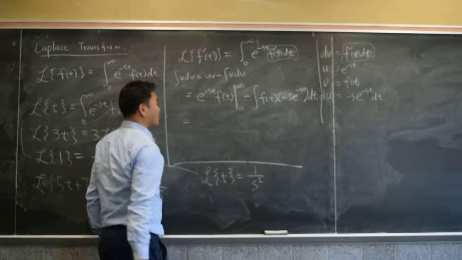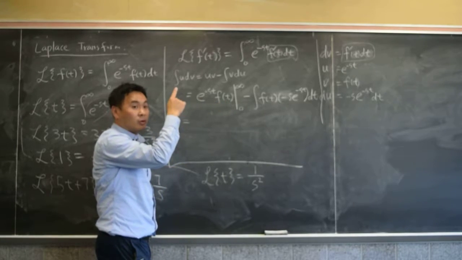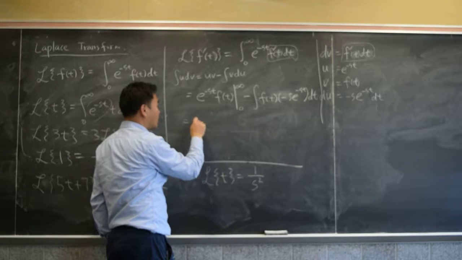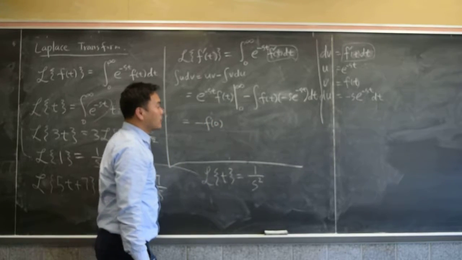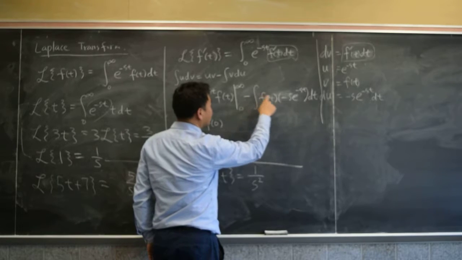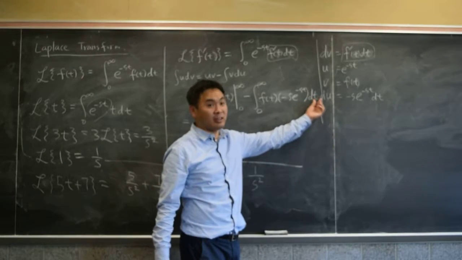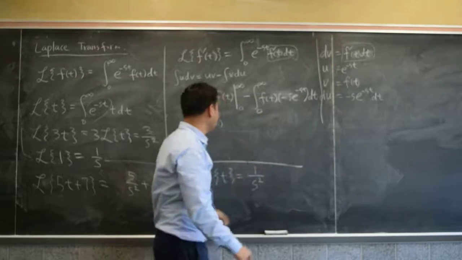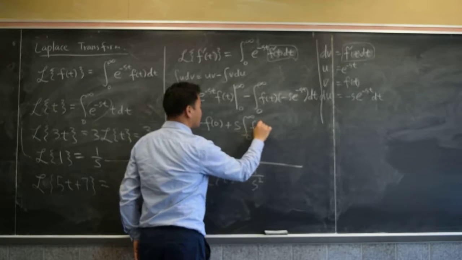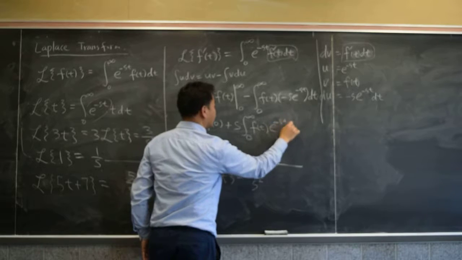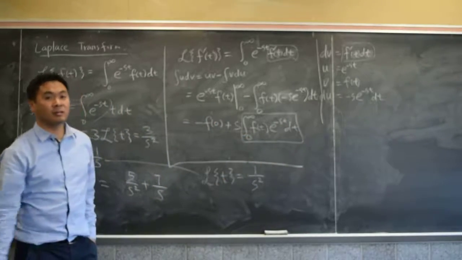And then when you plug in 0, what do you get? e to the 0 is 1, and f of 0 is f of 0. You can't control it. Because when you plug in this, you have to subtract, so minus f of 0. And then minus minus becomes positive, and because s is considered a constant, s is not t, you can pull it outside. So I can write it as s times the integral from 0 to infinity of f of t e to the negative st dt. What is this? That's the Laplace transform of f.